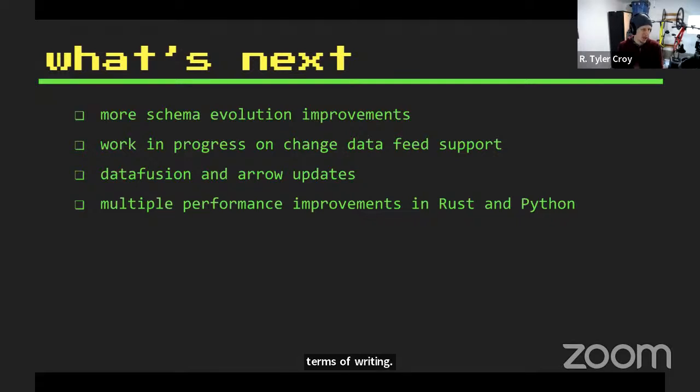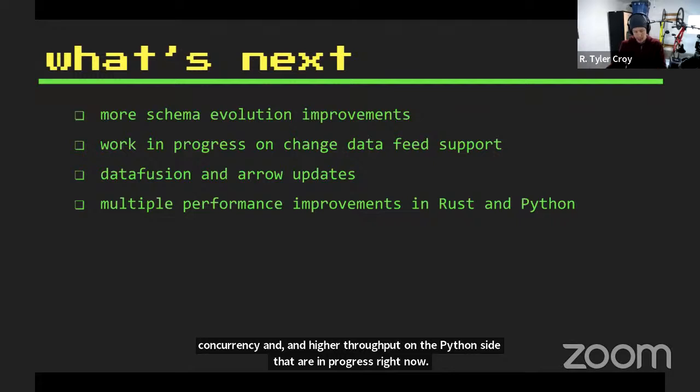We also have some Data Fusion Arrow updates. Those are sort of perfunctory. There's always improvements from the Apache Arrow project and the Data Fusion folks that we love to pull in. And we also have a number of performance improvements that are coming. In 0.16.0 of the Python package, we improved releasing of the global interpreter lock. And there's some more improvements to allow for better concurrency and higher throughput on the Python side that are in progress right now.